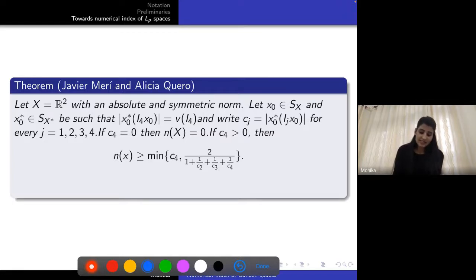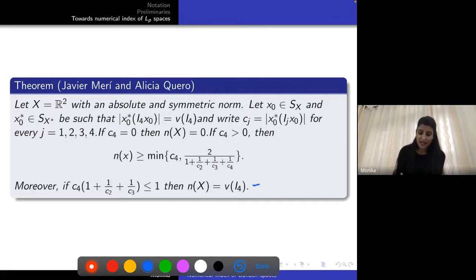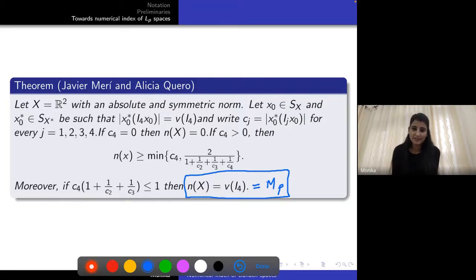if the quantity C4 times 1 plus 1 over C2 plus 1 over C3 is less than or equal to 1, the numerical index of X will coincide with VI4, which is our MP. So this moreover part was used by them to prove it for the range of p between 3/2 to 2.